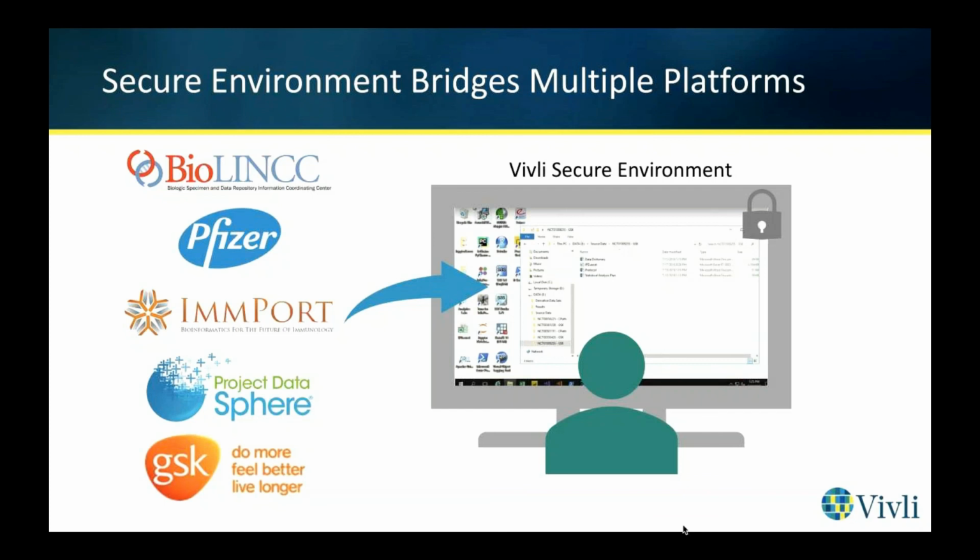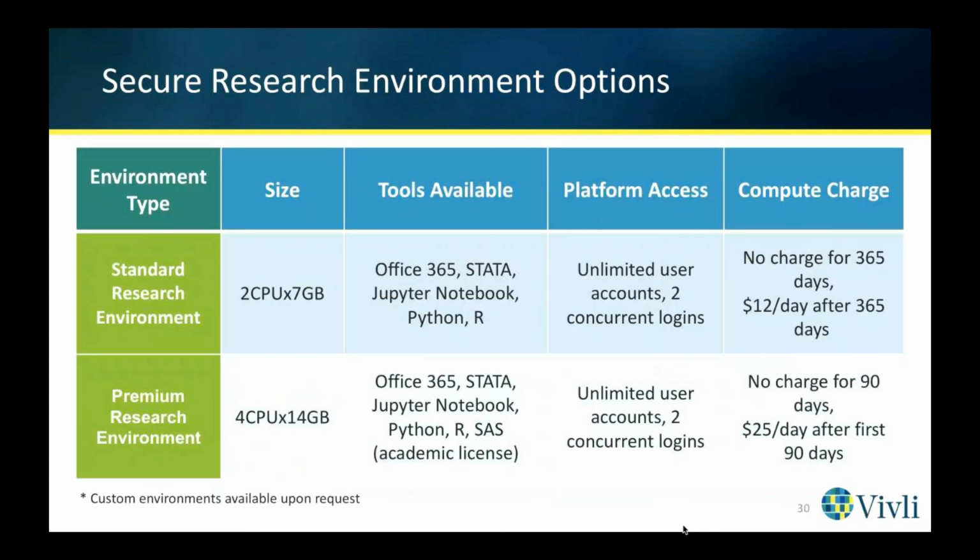Vivli offers 2 levels of research environments. The standard one will satisfy most researchers. It comes with Office 365, Stata, Jupyter Notebook, Python, and R. Every member of your research team, of your project team, no matter how big, can have their own user account to your project-specific secure environment. Up to 2 people can be active in the environment at any one time. For standard environments, there is no charge for the first 365 days and only $12 a day after that.